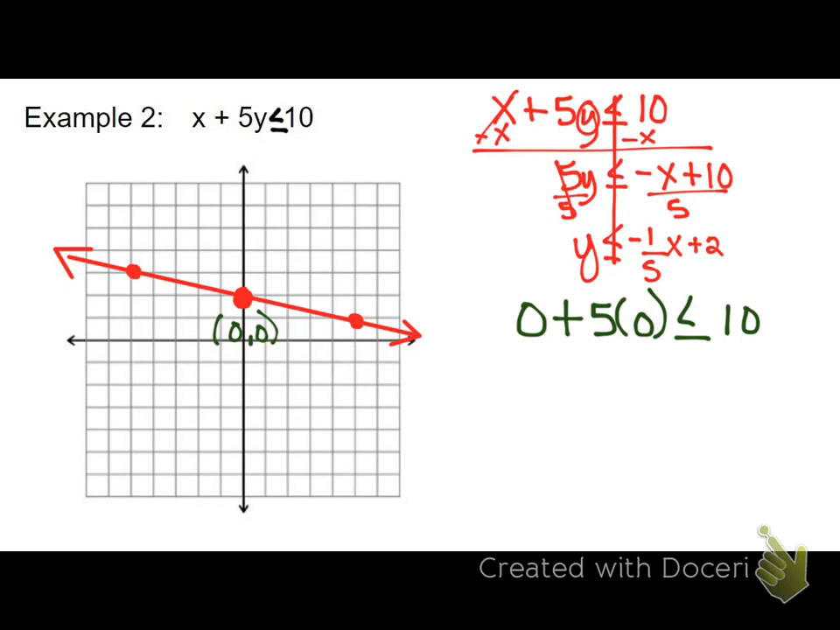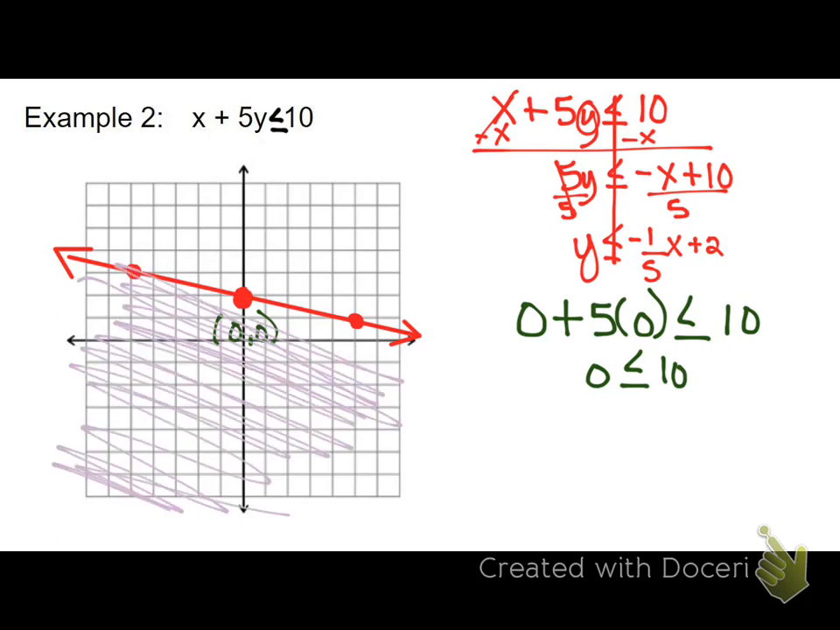5 times 0 is 0. What's 0 plus 0? 0. So is 0 less than or equal to 10? Is that true? Yes. Because that's true, we're going to shade towards our solution. So you shade towards your solution.